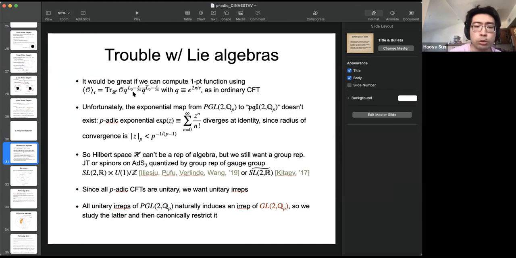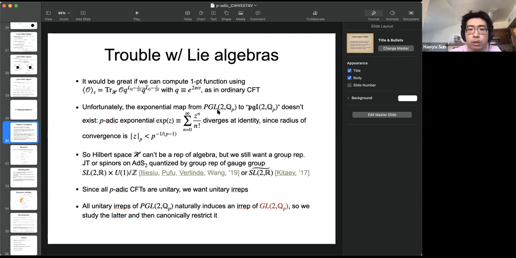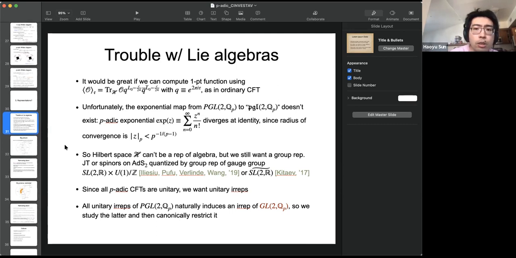So this is the way of computing the one-point function in the usual 2D CFT, basically in the operator formalism by taking the trace over the Hilbert space. But unfortunately, the exponential map from the global conformal group PGL2(Qp) to this would-be Lie algebra does not exist because the p-adic exponential defined as follows diverges at identity. So it is impossible to perturb around the identity. Also because of the radius of convergence, which is as follows.